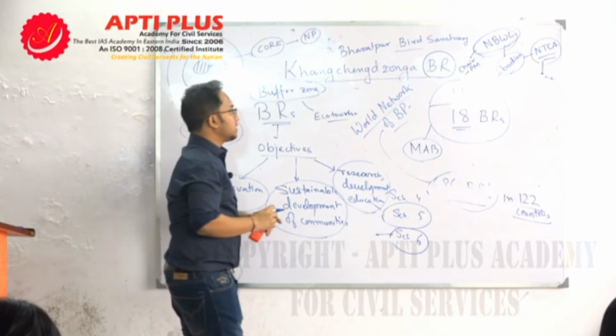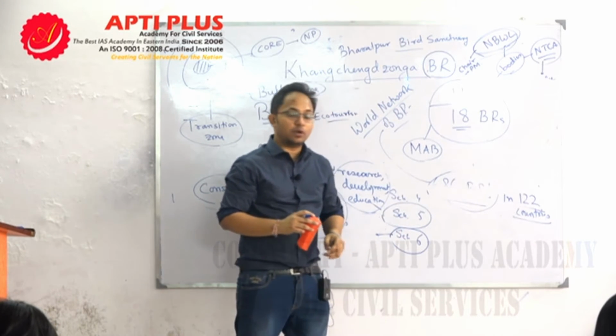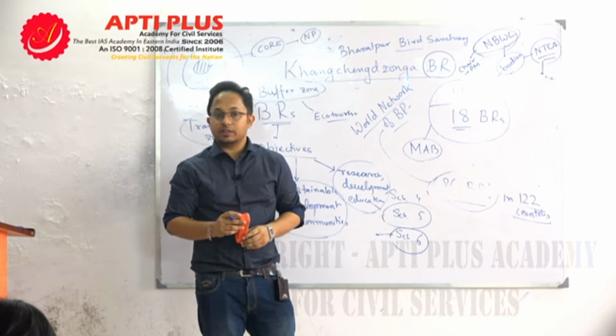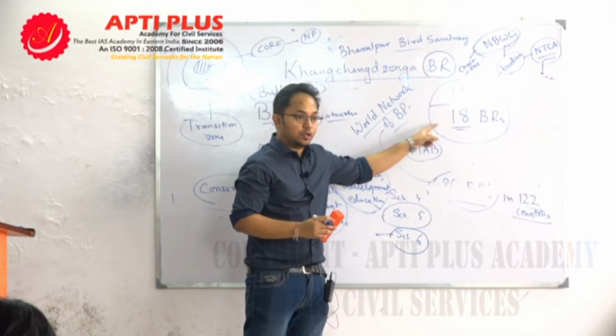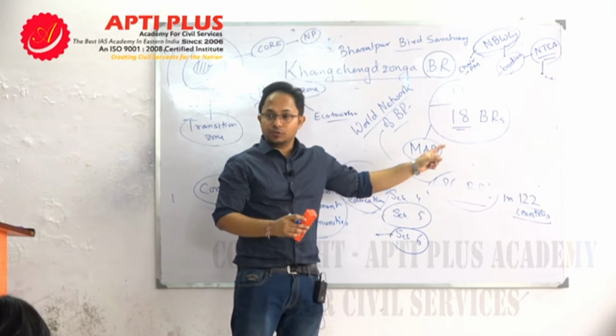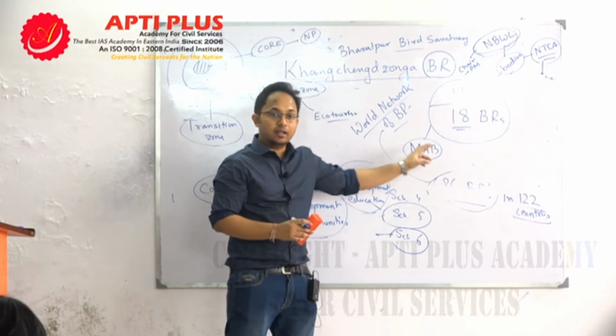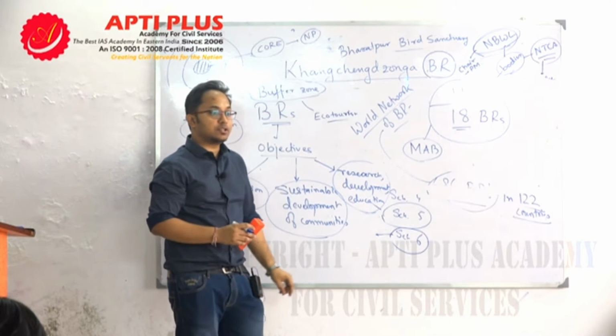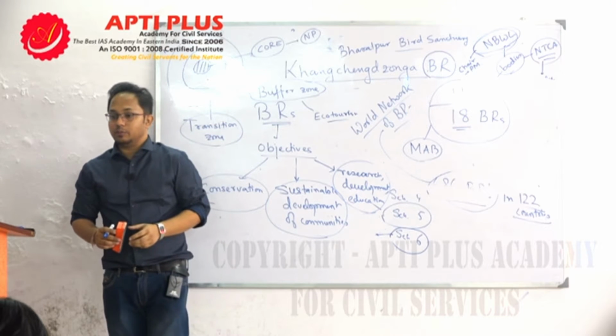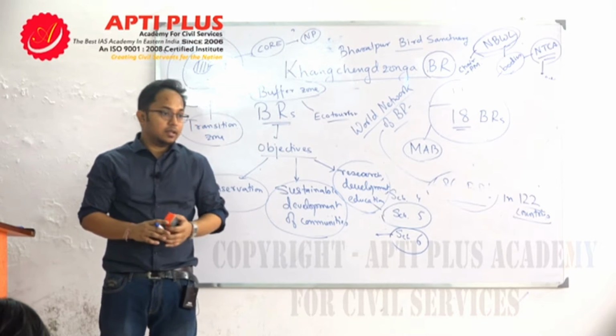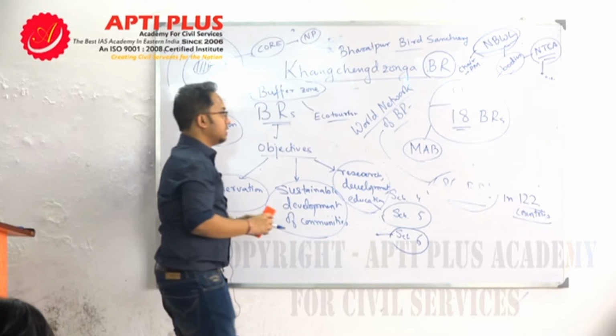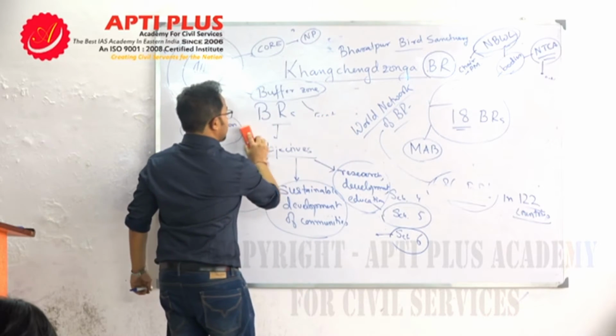So now when I was asking you why this particular biosphere reserve was in the news, Kanchenjunga Biosphere Reserve, this is why it was in the news, because it was the 11th biosphere reserve from India to have been selected by UNESCO under its Man and Biosphere program. Did you get this now? It was the 11th Biosphere Reserve, that is Kanchenjunga Biosphere Reserve.